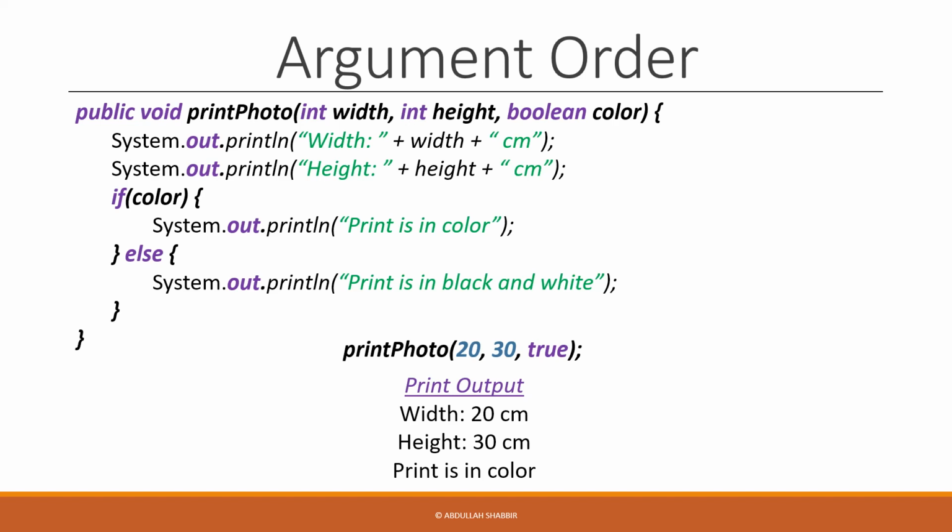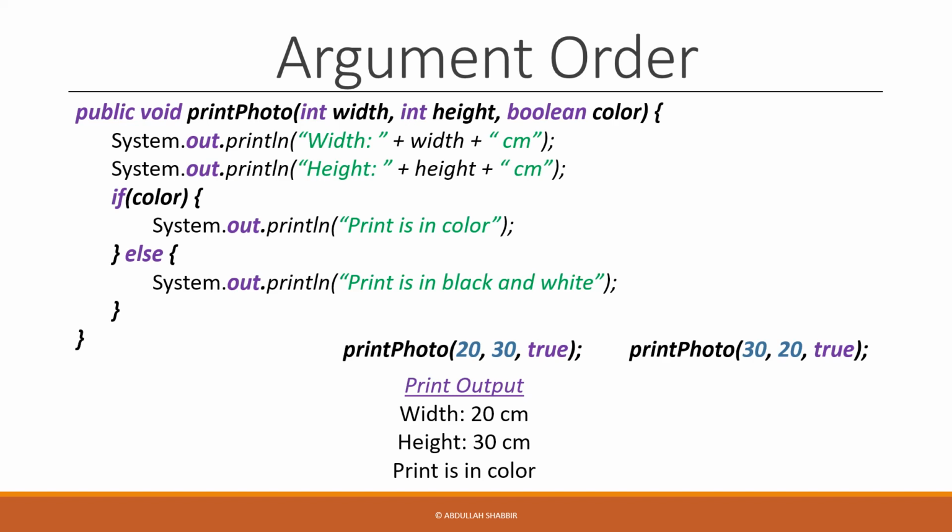Then what if we did another function call and we just switch the spots of 20 and 30? This time, since our first argument 30 is going to be assigned to our first parameter width, and 20, since it's our second argument, will be assigned to our second parameter height.